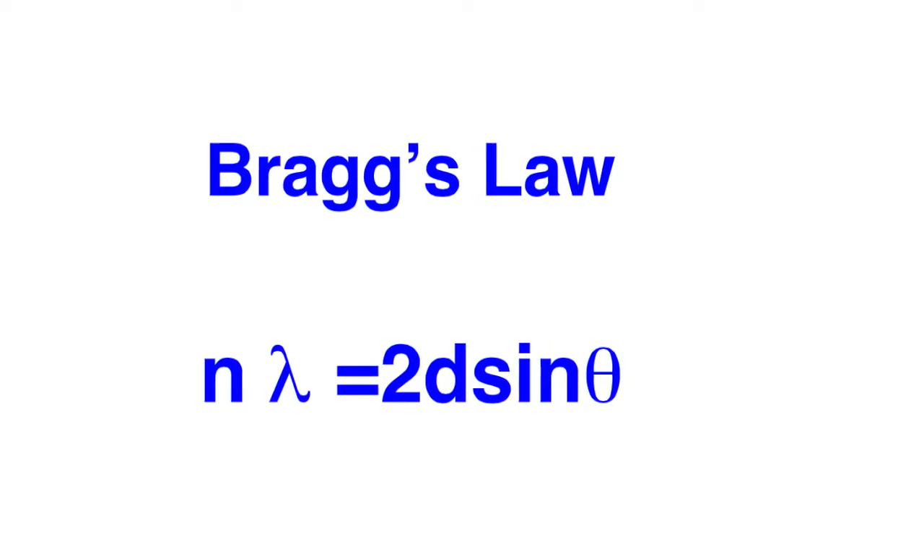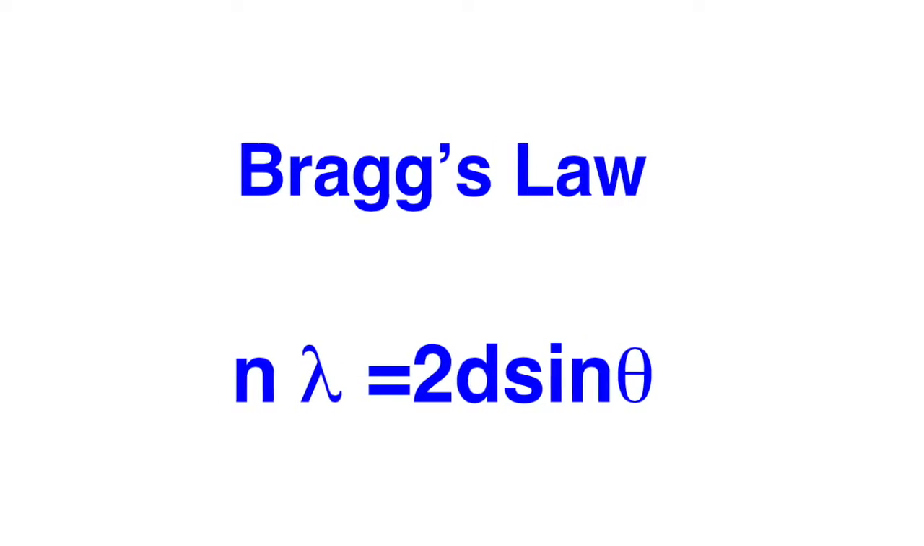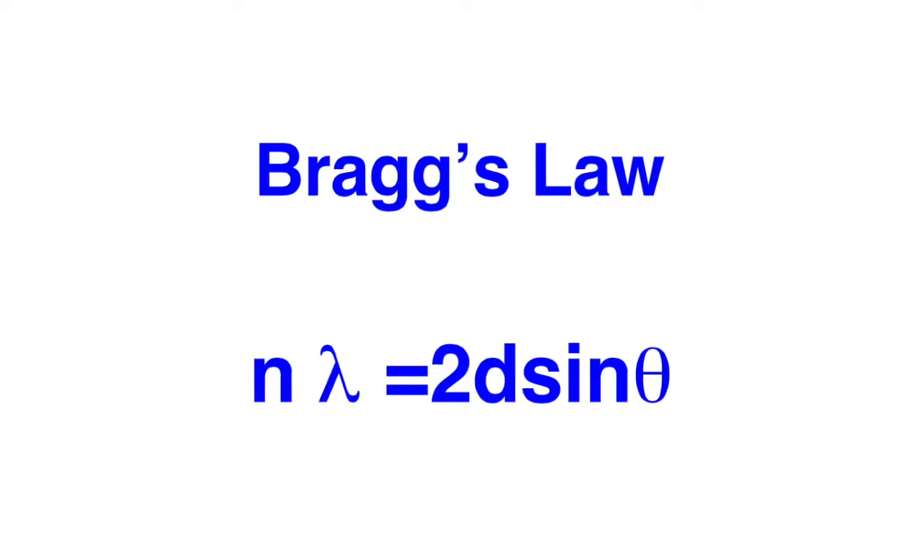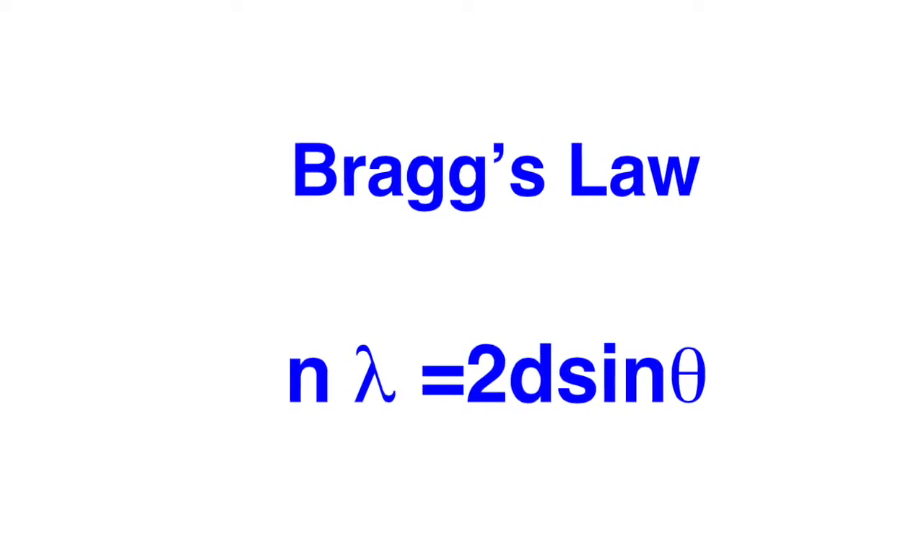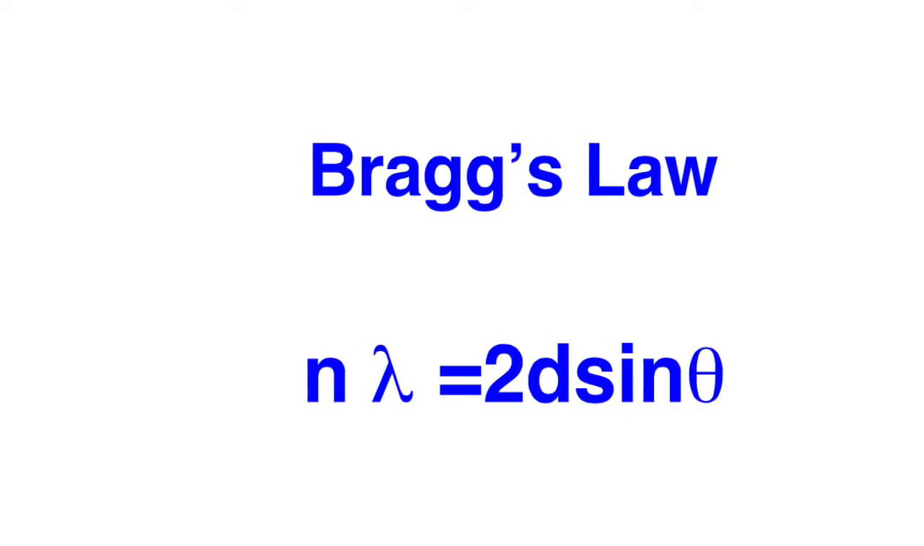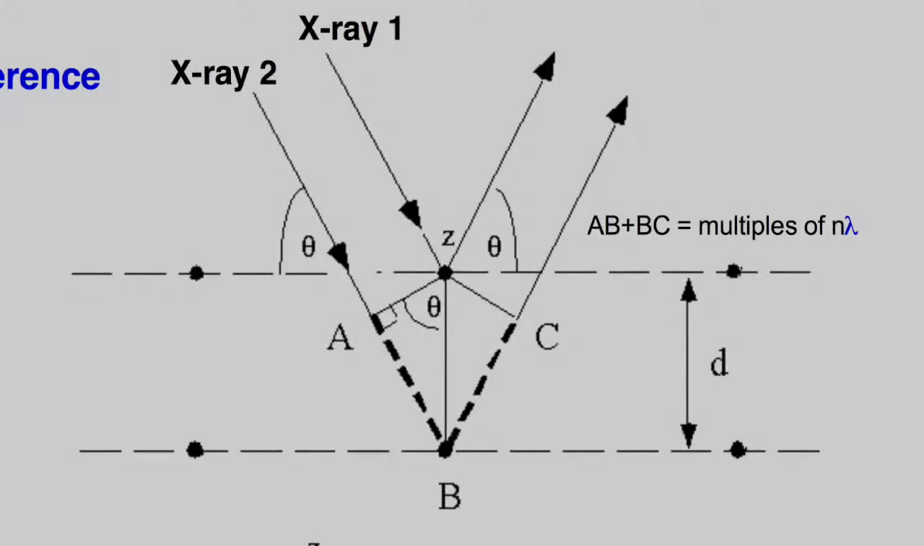D-spacing, and specifically Bragg's law, are integral parts of X-ray diffraction. Bragg's law is an equation that relates the wavelength of incident light to its resultant diffraction pattern. The diffraction pattern depends on the wavelength and angle of the incident light on the crystal, as well as the distance between atomic layers in the crystal.